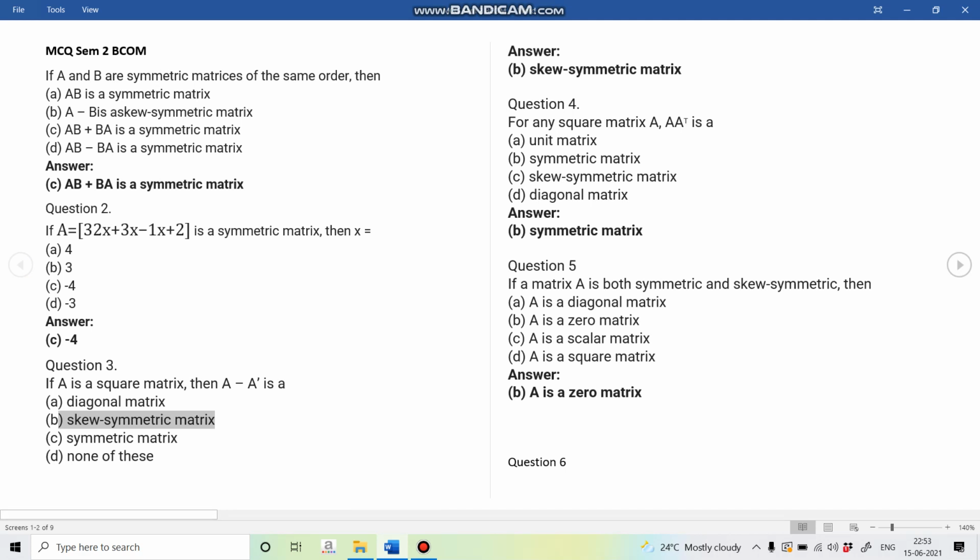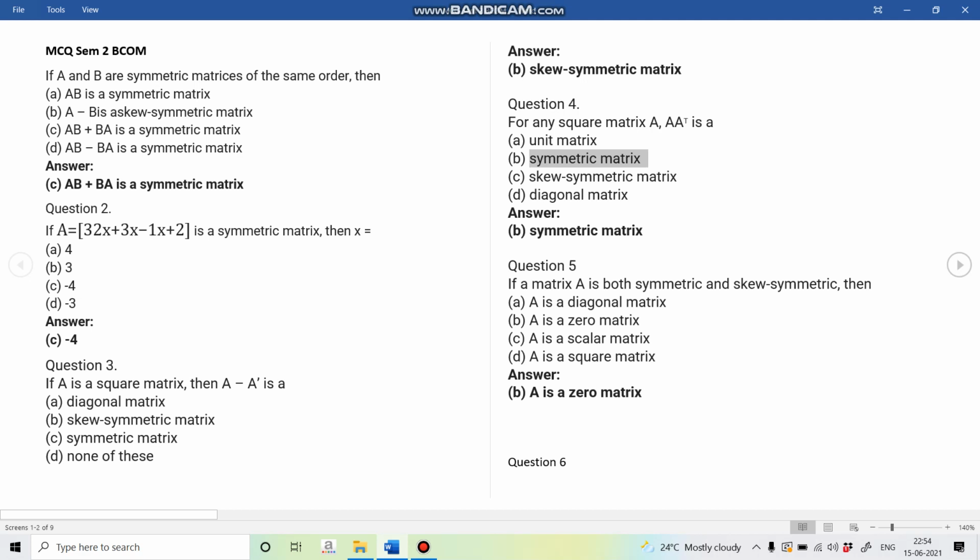Then question number 4. For any square matrix A, A A transpose is a, options are following, symmetric matrix. Okay, symmetric matrix. The answer is symmetric matrix.